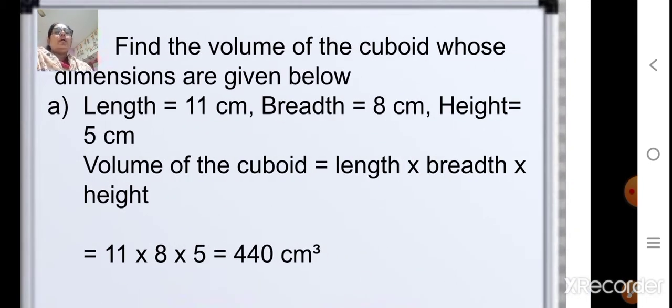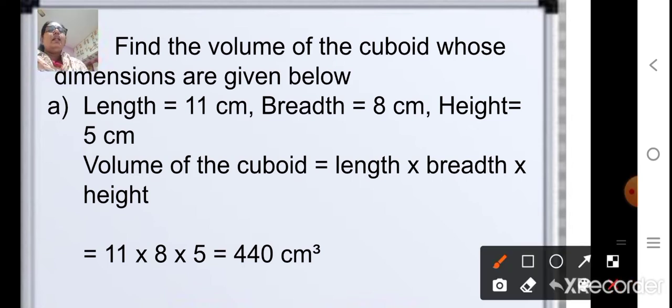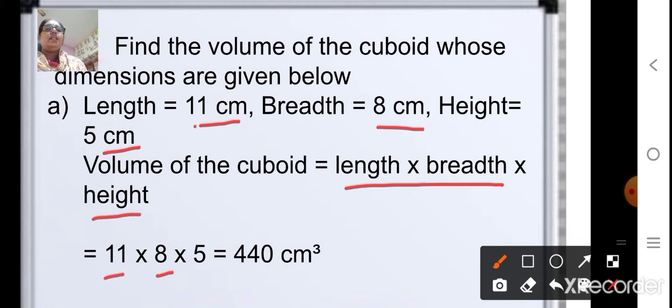Now the first sum for you is to find the volume of a cuboid whose dimensions are given as length 11 centimeter, breadth 8 centimeter and height 5 centimeter. So that will be the volume of a cuboid. Your formula is length into breadth into height. So you'll multiply: length is 11, breadth is 8 and height is 5. So 11 8s are 88 and 88 into 5 is 440 centimeter cube.